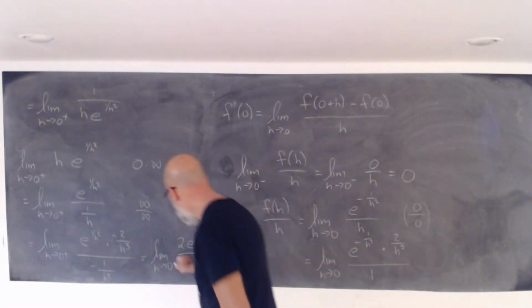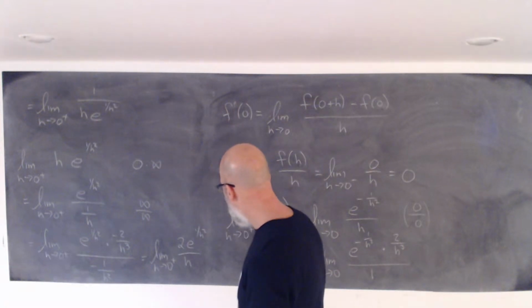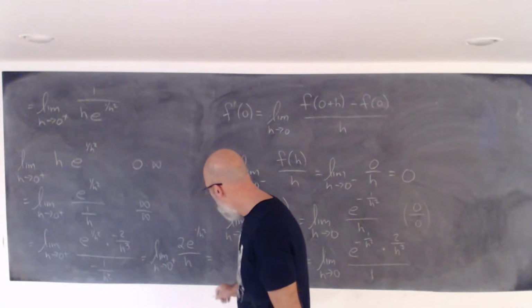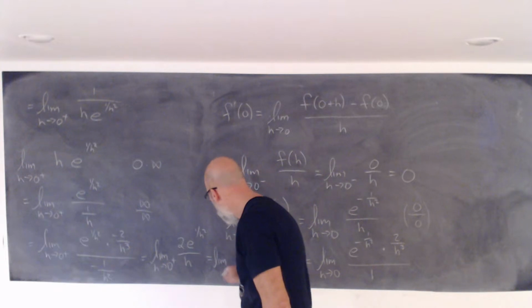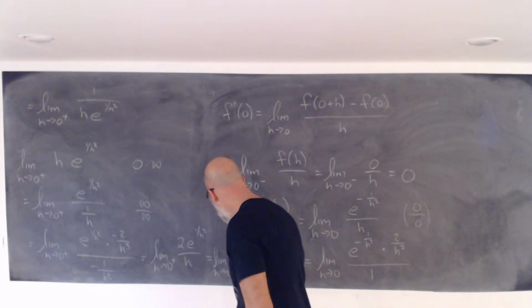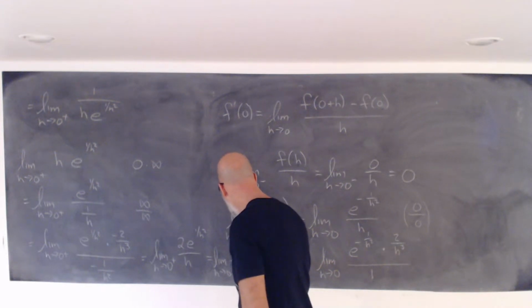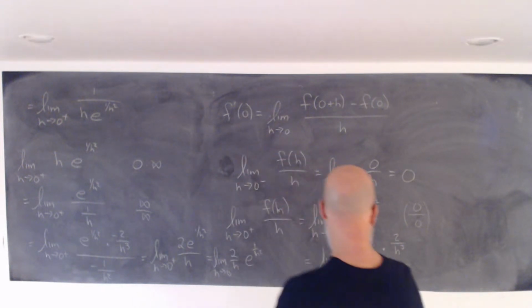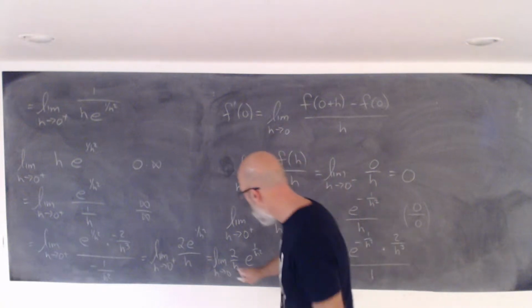Okay. This is h plus. So what is this? Have I made a mistake there? This is 2 over h times e to the 1 over h squared. Perhaps I had that here. I might have had that here. I just didn't see it.